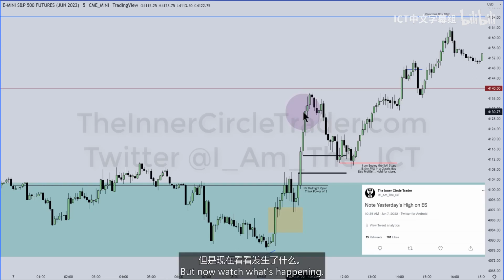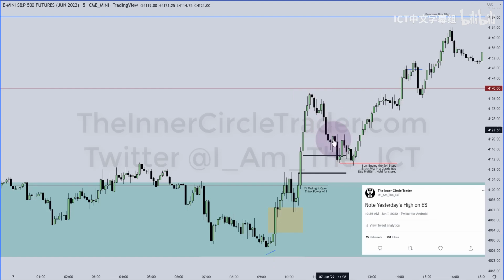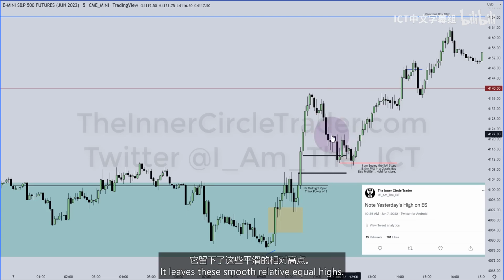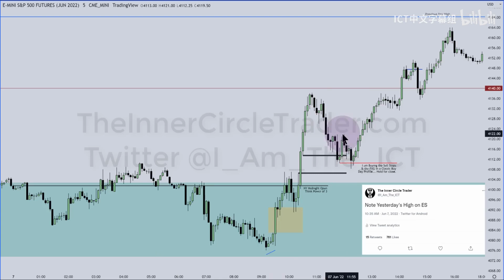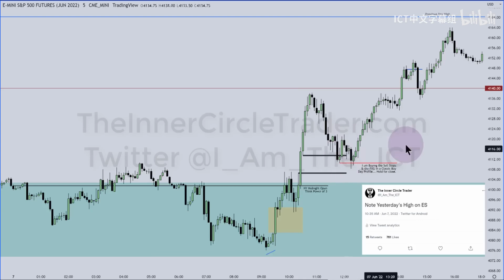But now watch what's happening. The market rallies up, falls short of 41.40. That was another level I gave in that little stinger video on my Twitter feed. So I'm going to count you to go over there and check that out. And then it drops down into the fair value gap, starts to rally, but look what it does. It leaves these smooth relative equal highs. And then does what? Drops once more below that short-term low.